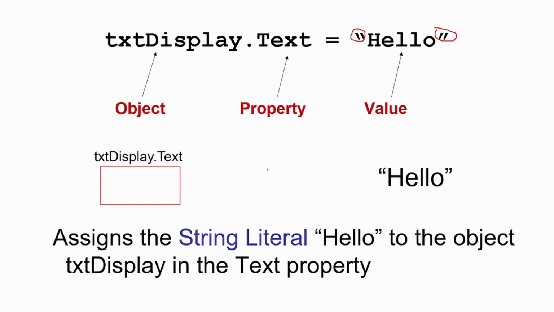Anytime we want to put text into a property of an object or into a variable, we have to do that using quotation marks. What that means is that exactly what you see inside the quotation marks is what is going to get assigned to the text property of txtDisplay. Just like we've seen in previous examples, that value gets moved over, and now the text property of txtDisplay will be hello, and you should see hello in the text box.